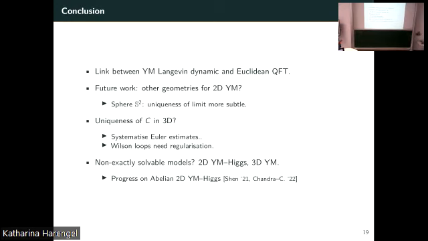And also whether one can prove some sort of statement for the uniqueness of this constant C in 3 dimensions. This would require systematizing Euler estimates, as well as handling the fact that Wilson loops themselves require regularization in 3 dimensions. And then what you would really want to do with this is to understand non-exactly solvable models, for example, Yang-Mills Higgs or Yang-Mills in 3D. As I mentioned, there's some work in progress on abelian 3D Yang-Mills Higgs, so there's hope of generalizing it to non-exactly solvable models.